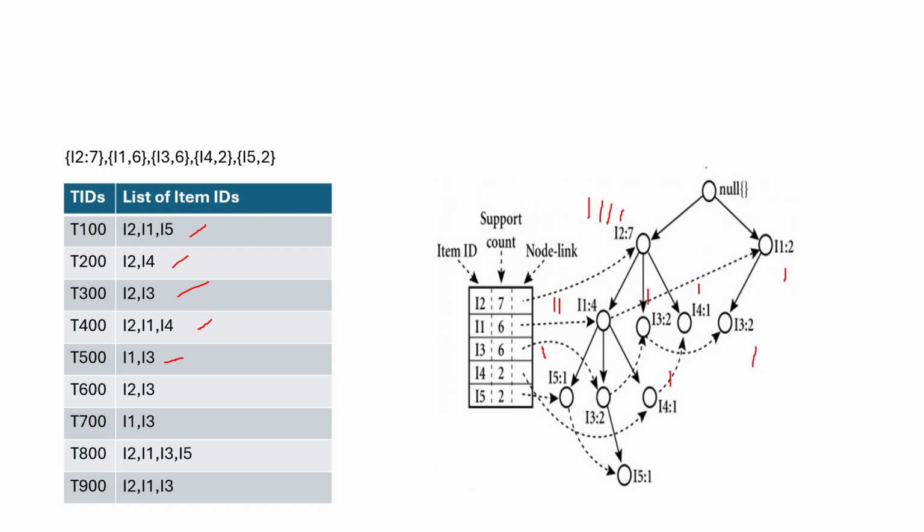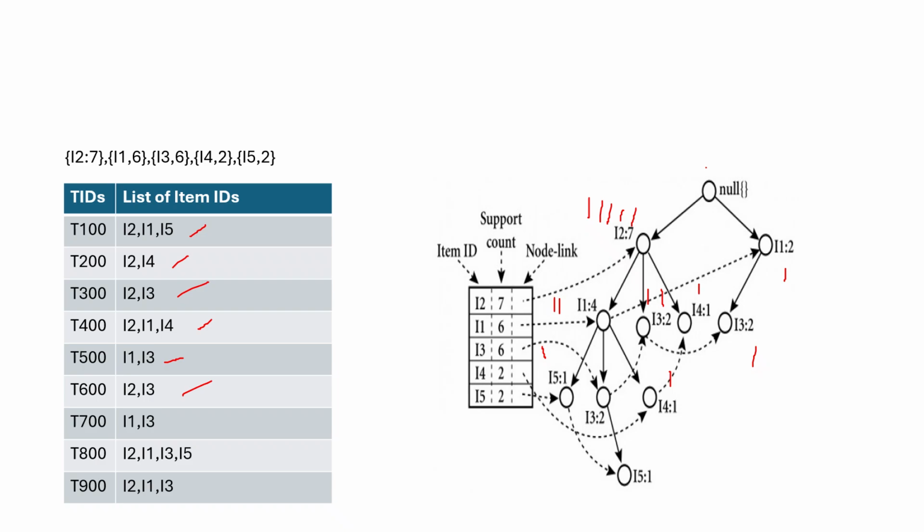See here, I1, I3 is completed now. Now I have the next transaction, I2, I3. I have I2 already, so I'm adding it up by 1. And then from I2, do I have I3? Yes, so I'm adding it up one more here. Now this is also completed.